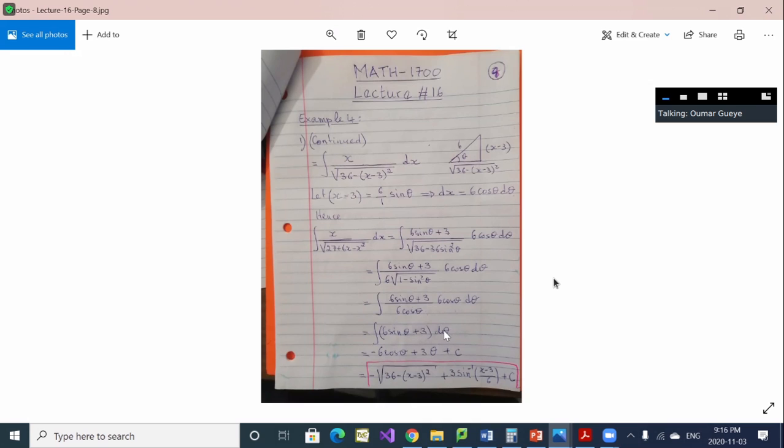So quite easy to integrate. The integral of sine theta, as you know, is minus cosine theta. You multiply by 6. And the antiderivative of 3 is going to be 3 theta plus the constant c.